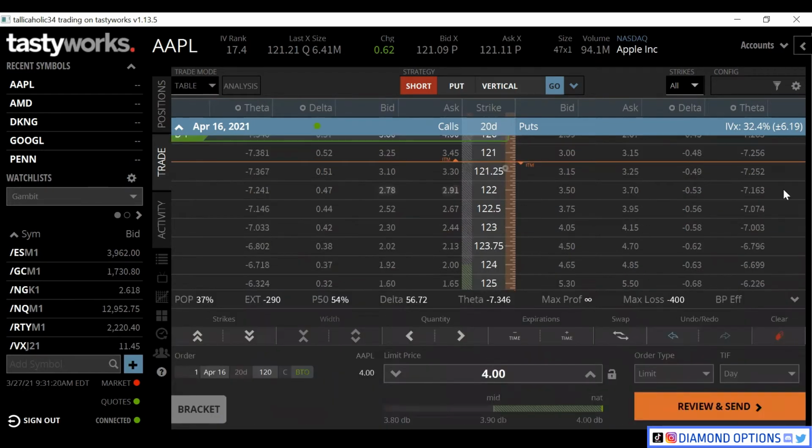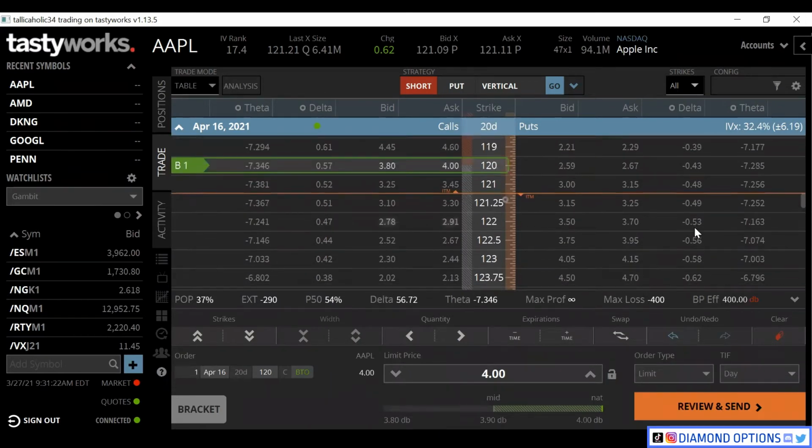If we purchase this 120 call, you can see it's going to cost us $4. Our theta is -7, which means that each day we're going to lose $7. Our delta is 56, so our exposure to the upside is really high here. That means each dollar move Apple makes, we are going to either be making $56 or losing $56. We can also see our probability of profit here, which is 37%.